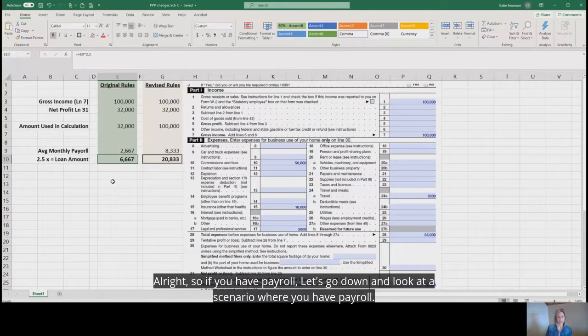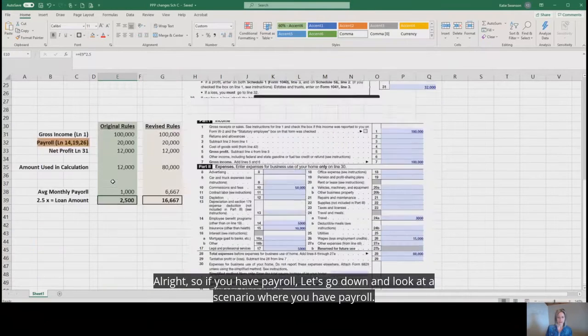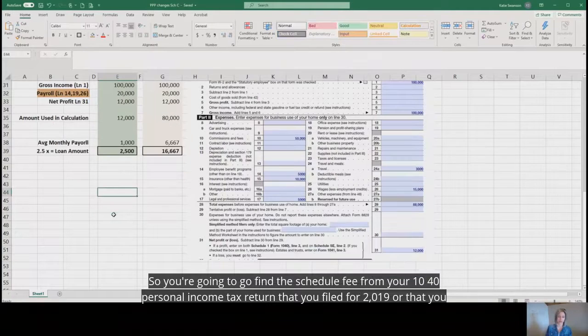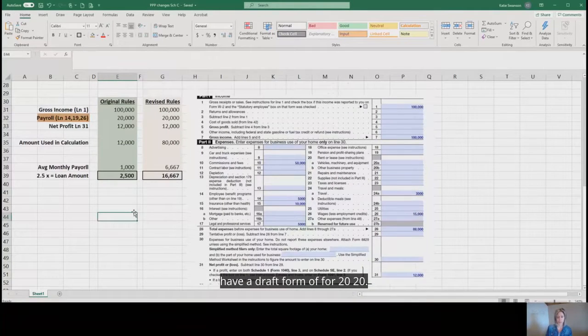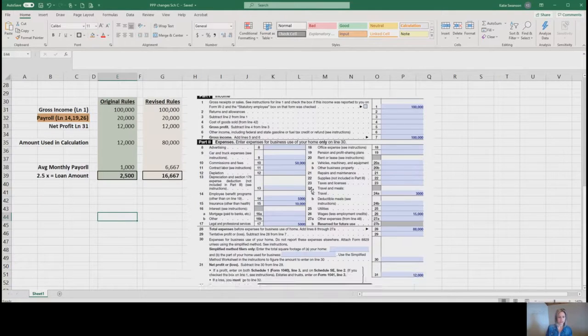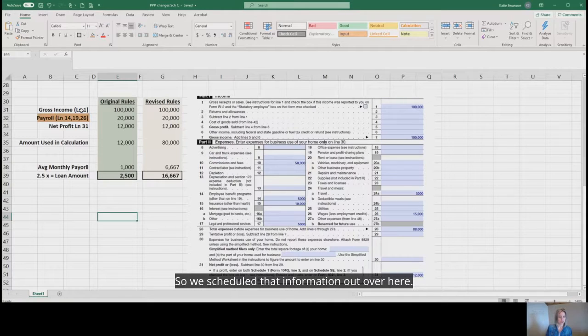All right, if you have payroll, let's look at a scenario where you have payroll. Still, you're going to find the Schedule C from your 1040 personal income tax return that you filed for 2019, or that you have a draft of for 2020. Same thing here: they had gross income of $100,000, but this business has payroll. So you can see we have wages of $15,000 and some employee benefits of $5,000. So their net profit is $12,000. We scheduled that information out over here.